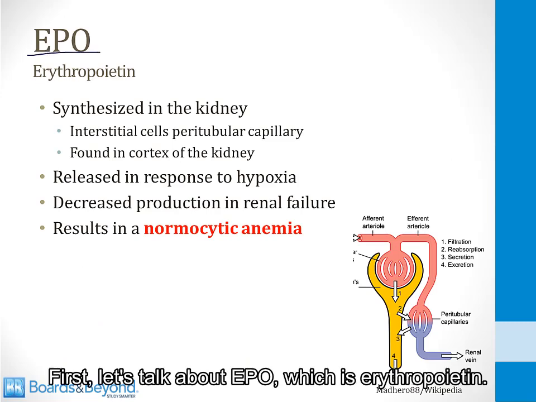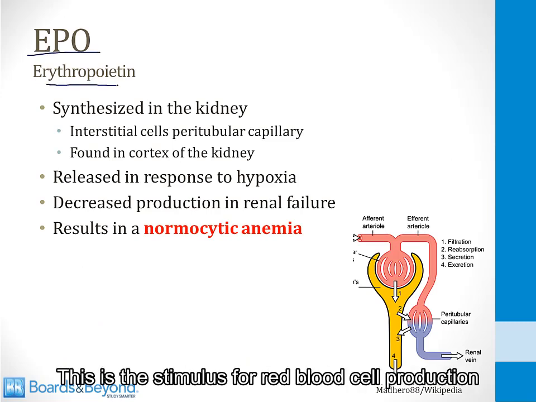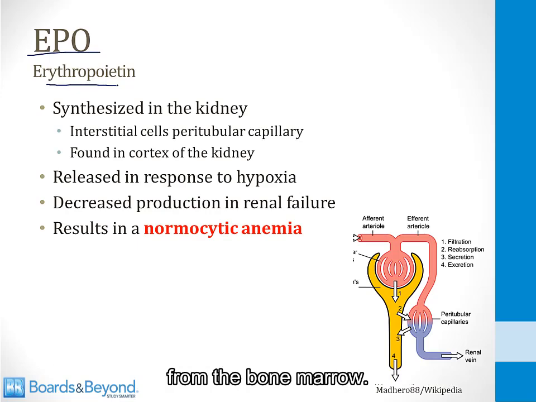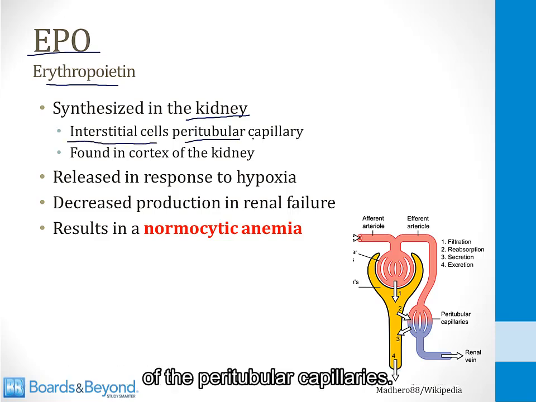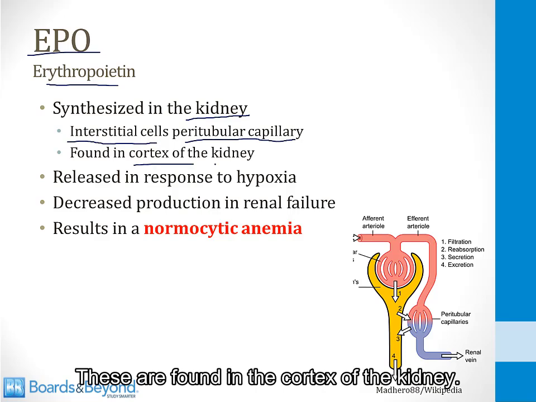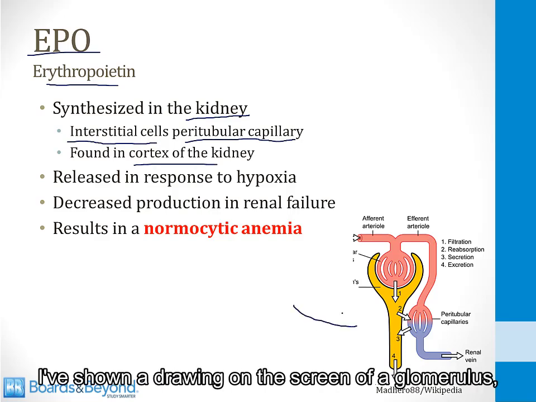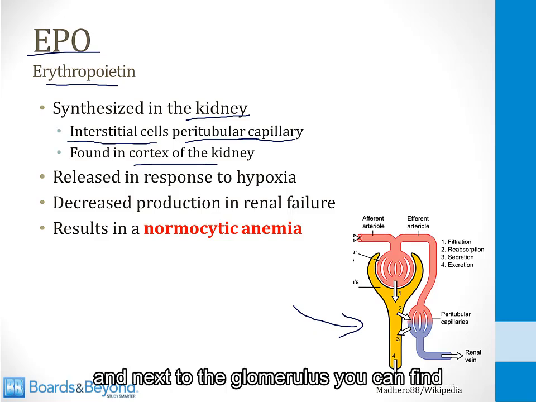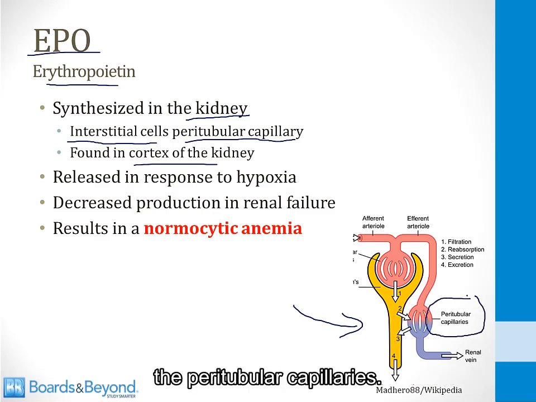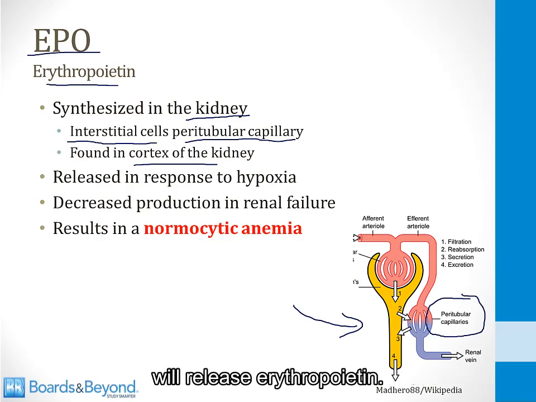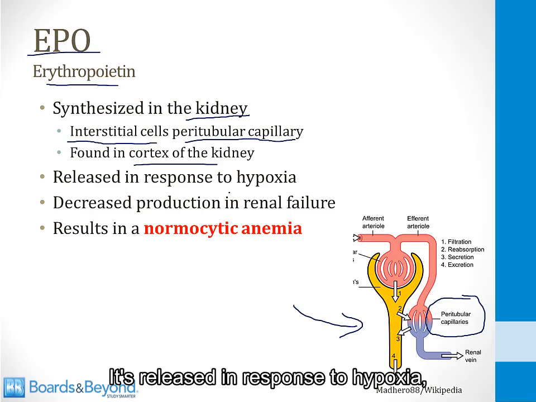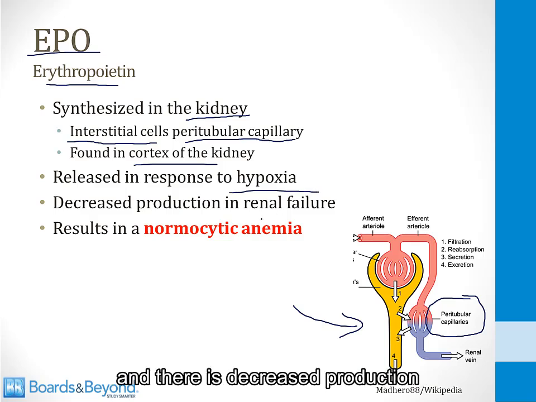First, let's talk about EPO, which is erythropoietin. This is the stimulus for red blood cell production from the bone marrow. EPO is synthesized in the kidney. Specifically, it's synthesized by interstitial cells of the peritubular capillaries. These are found in the cortex of the kidney. I've shown a drawing on the screen of a glomerulus, and next to the glomerulus you can find the peritubular capillaries. Interstitial cells around these peritubular capillaries will release erythropoietin. It's released in response to hypoxia, and there is decreased production when there is renal failure.